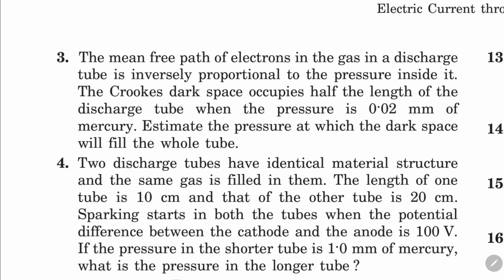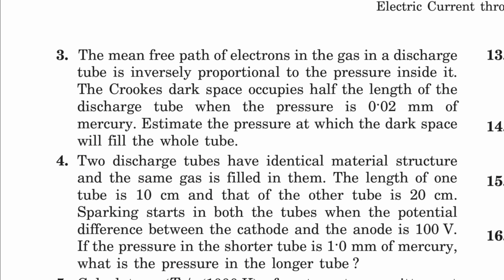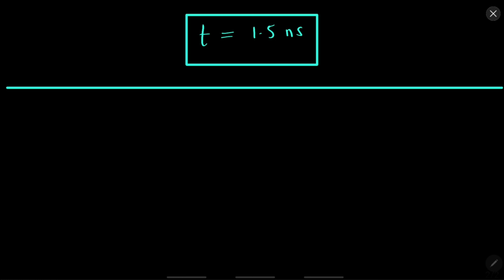In question 3 we have the mean free path of electron in a gas in a discharge tube inversely proportional to the pressure inside it. The Crookes dark space occupies half the length of the discharge tube when the pressure is 0.02 mm of mercury. So we need to estimate the pressure at which the dark space will fill the whole tube. So this one is the third one.